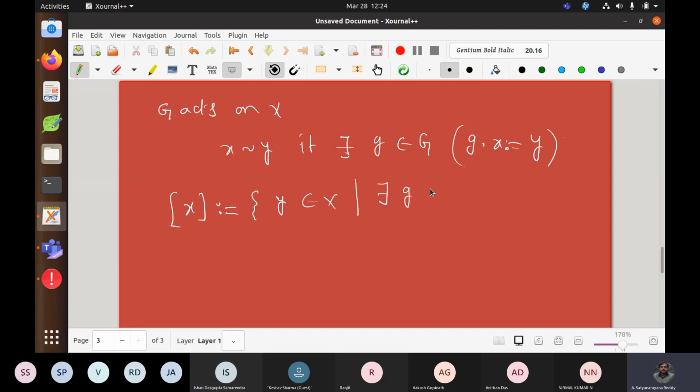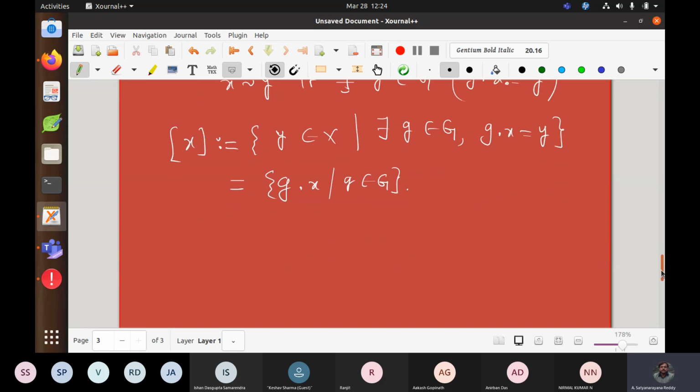I am just writing one more time. There exists a g belonging to G. You are correct actually, so g·x equals y. But how can you write this, as Ishan pointed out? I can simply write this as the set of g·x such that g comes from the group, g belongs to G. So this is the best one.